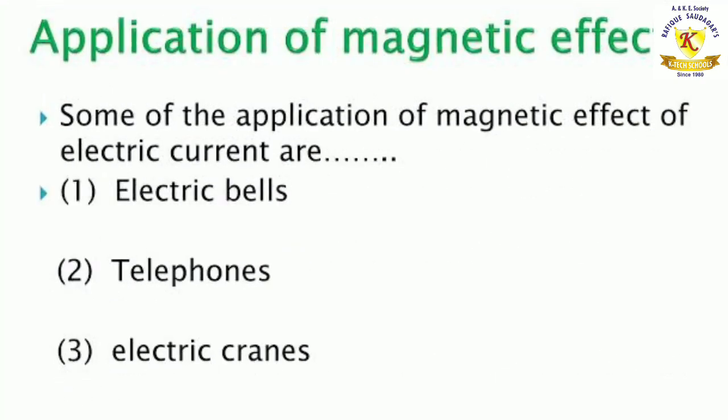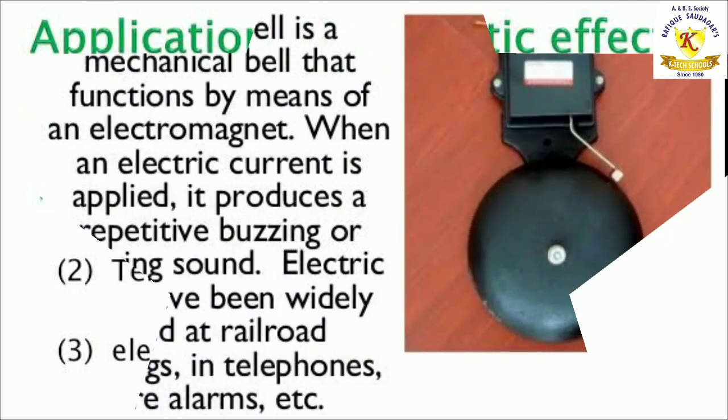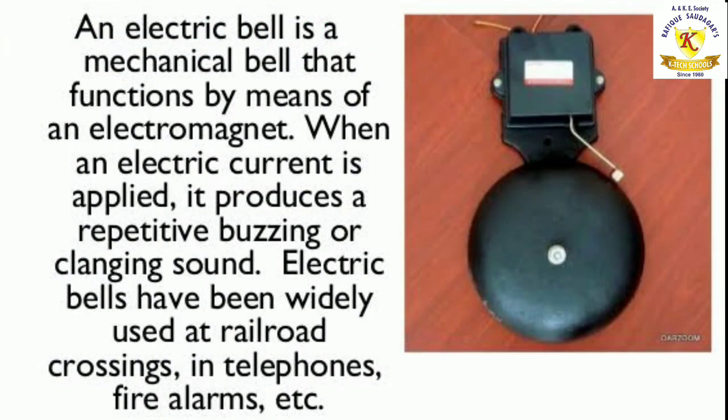Applications of the magnetic effect. Some of the applications of the magnetic effect of electric current are electric bells, telephones, electric cranes, etc. What is an electric bell? An electric bell is a mechanical bell that functions by means of an electromagnet. When an electric current is applied, it produces a repetitive buzzing or clanging sound. Electric bells have been widely used at railroad crossings, in telephones, fire alarms, etc.